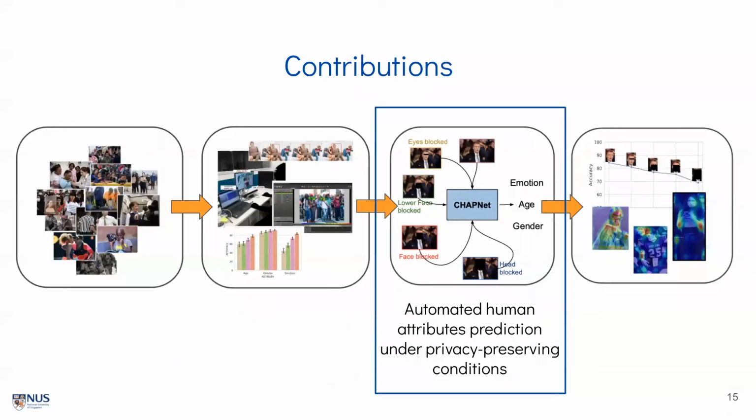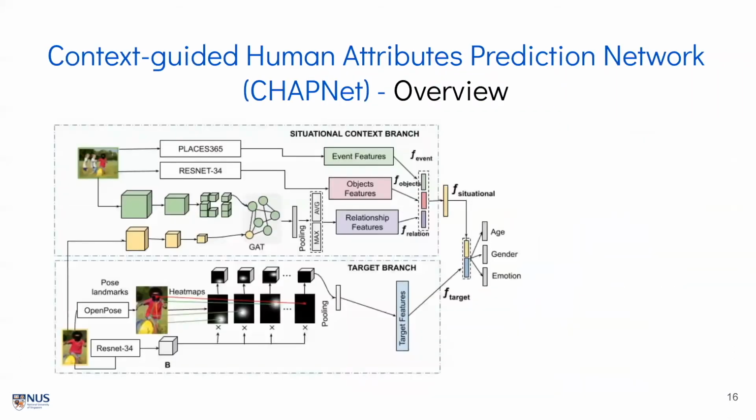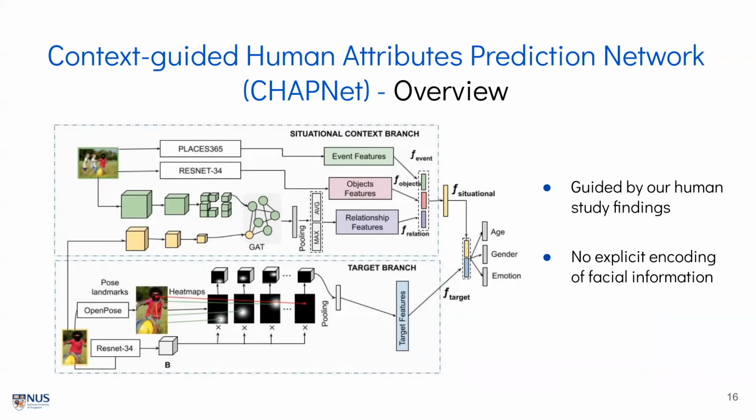Overall, our human study findings are encouraging since they suggest the potential to mimic such human behavior in machines for better explainability. With this line of thought, our proposed model, the context-guided human attributes prediction network, is guided by our human study findings. The target and situational context branches are designed to capture our empirical findings, and the features from the 2 branches are fused to predict the attributes from image data. And since our model is designed in privacy settings, unlike the other models, we didn't explicitly encode the facial information.